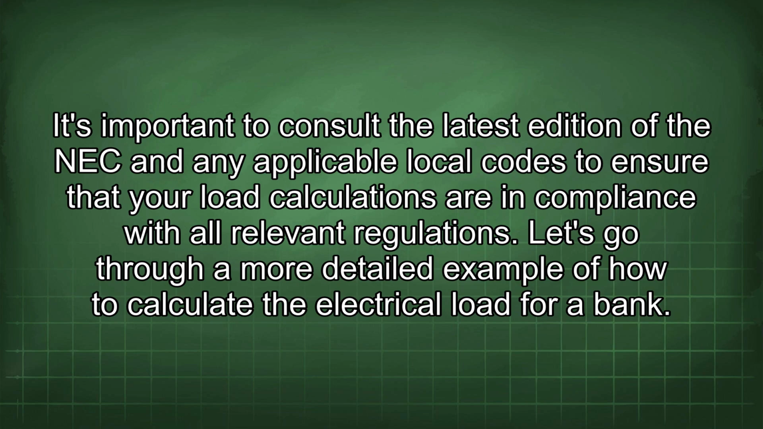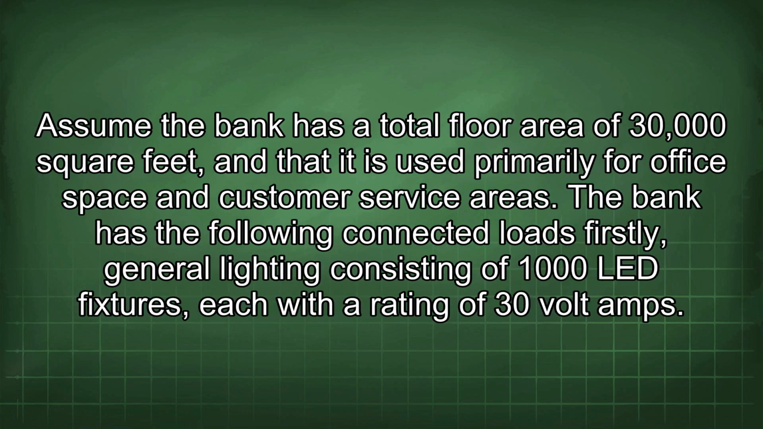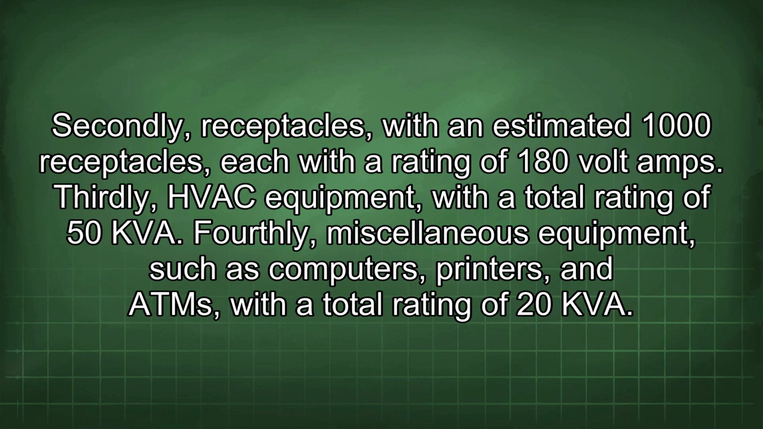Let's go through a more detailed example of how to calculate the electrical load for a bank. Assume the bank has a total floor area of 30,000 square feet, and that it is used primarily for office space and customer service areas. The bank has the following connected loads. Firstly, general lighting consisting of 1,000 LED fixtures, each with a rating of 30 volt-amps. Secondly, receptacles, with an estimated 1,000 receptacles, each with a rating of 180 volt-amps.